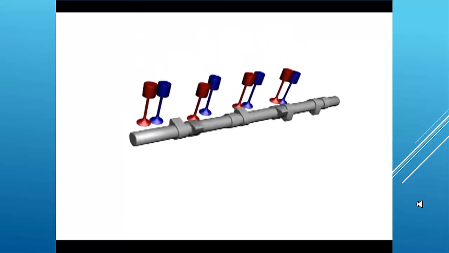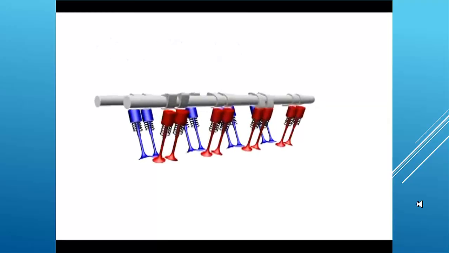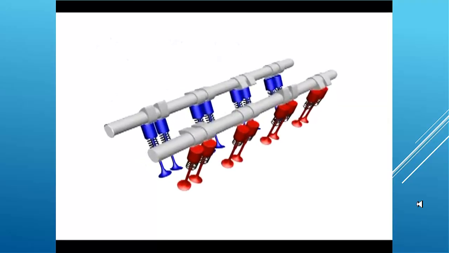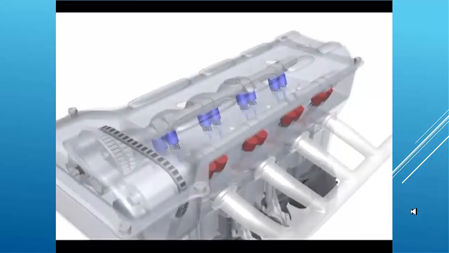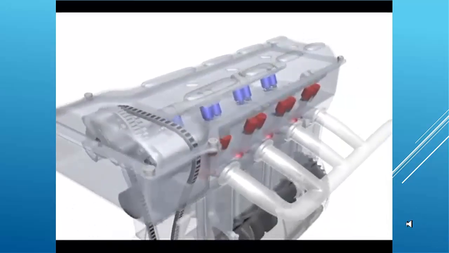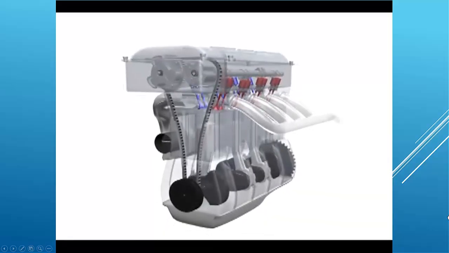If the camshaft is above the valves, it's called a single overhead camshaft or SOHC engine. When an engine uses a separate camshaft for the intake and exhaust valves mounted above the valves, this design is called double overhead camshafts or DOHC. All Toyota engines use double overhead camshafts.